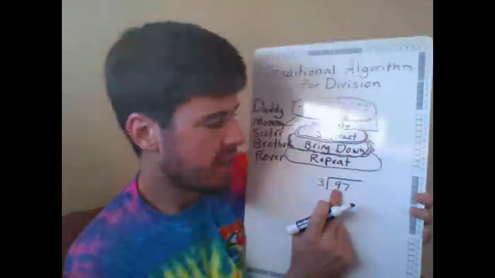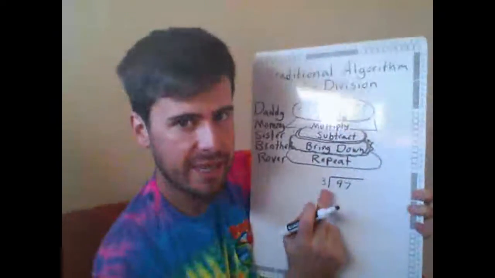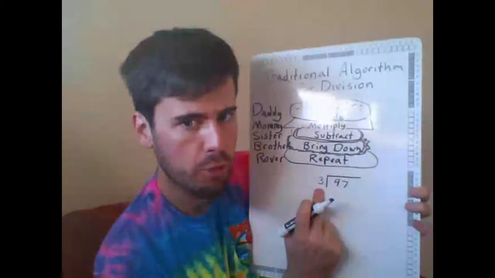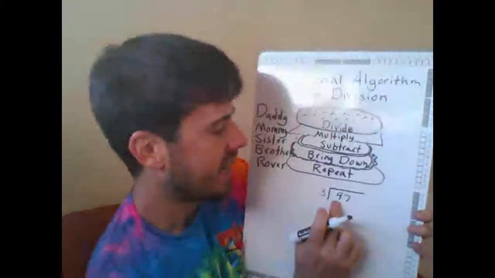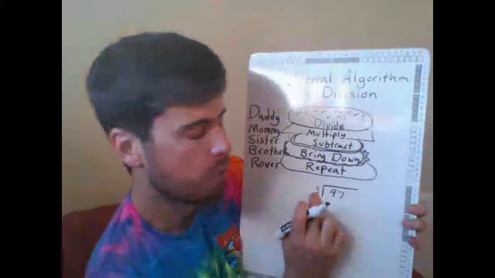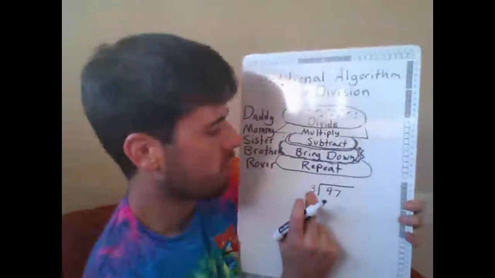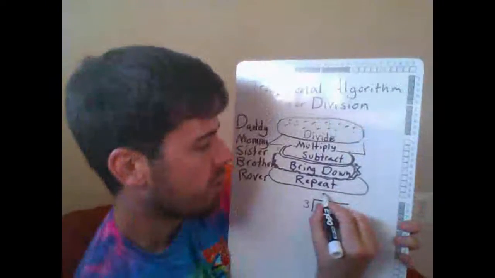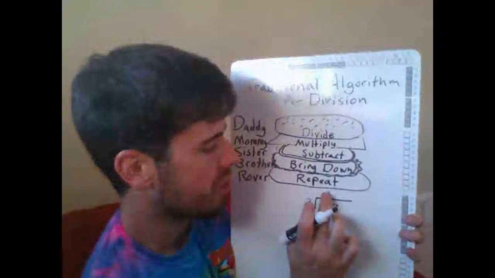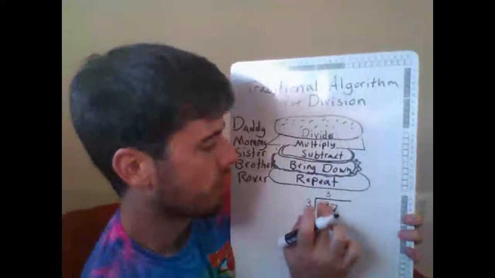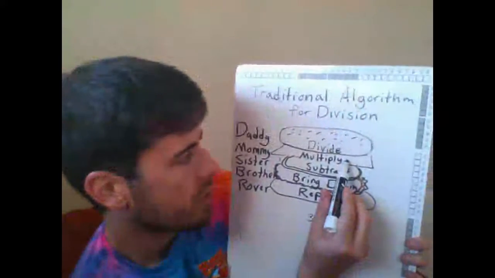Our first step is that we're going to look at the first digit in our dividend, which is the 9 in 97. We ask ourselves, if we divide 9 into 3 groups, how many times does it go? Well, we know that 9 divided by 3 is equal to 3. So we write 3 right above the 9. The next step is we're going to multiply.